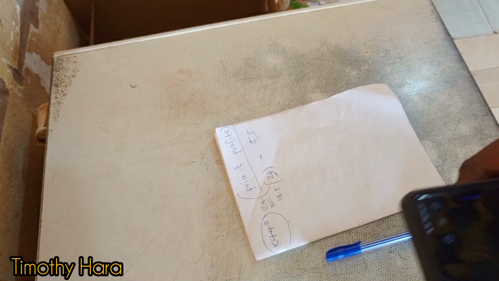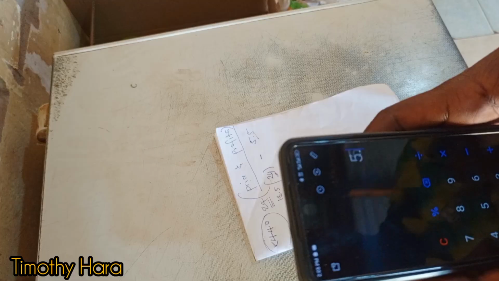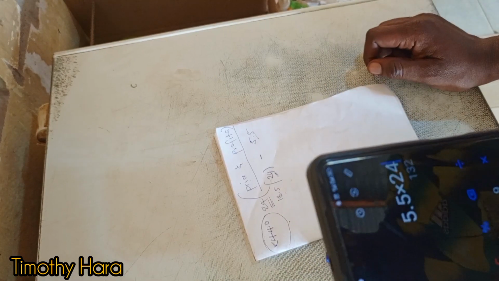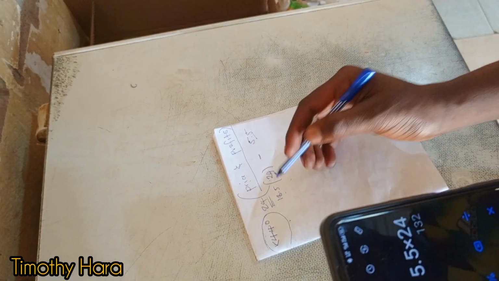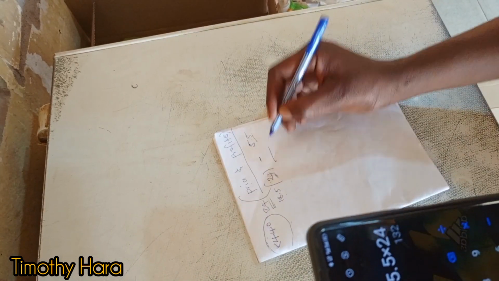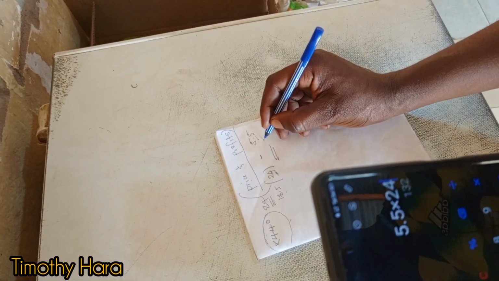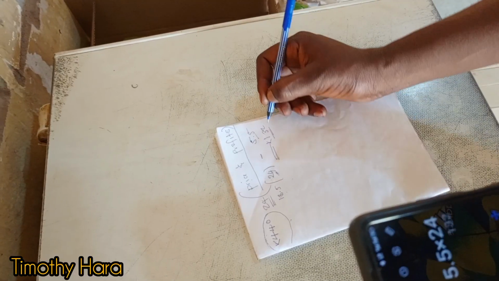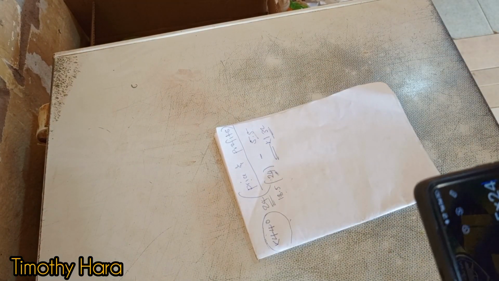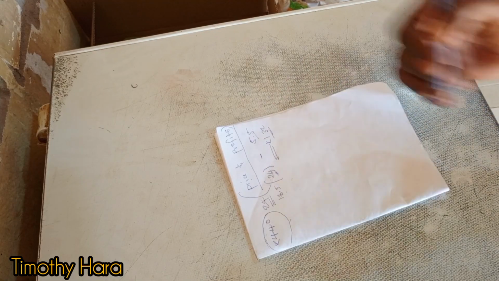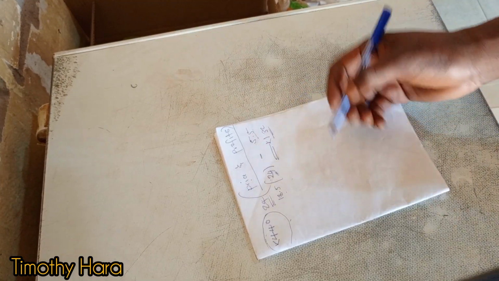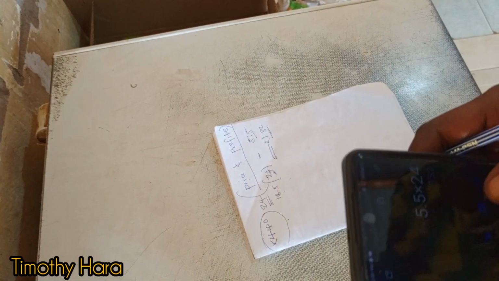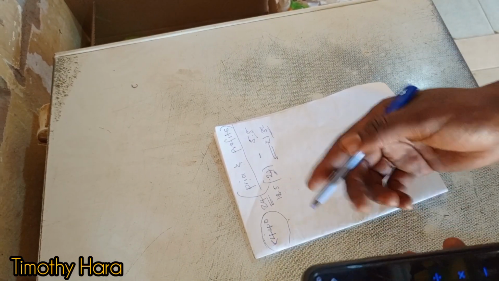So you multiply 5.5 by 24 bottles. How much is that profit? So the total profit for the whole 24 bottles is 132 kwacha. This is the profit for the box. Now, if you are selling at 24, you need to have maybe the order price or the capital for the same box, which is 440.